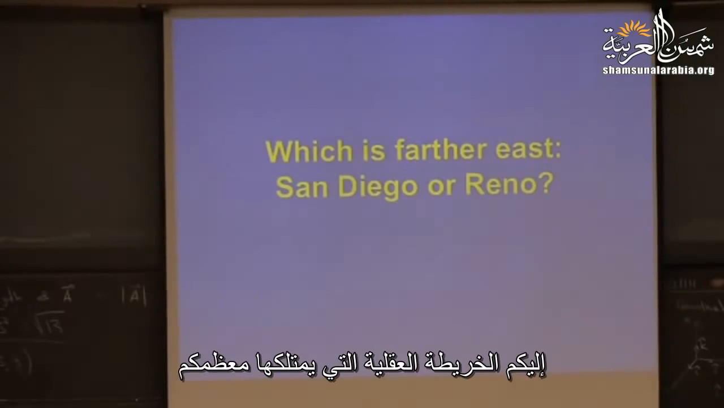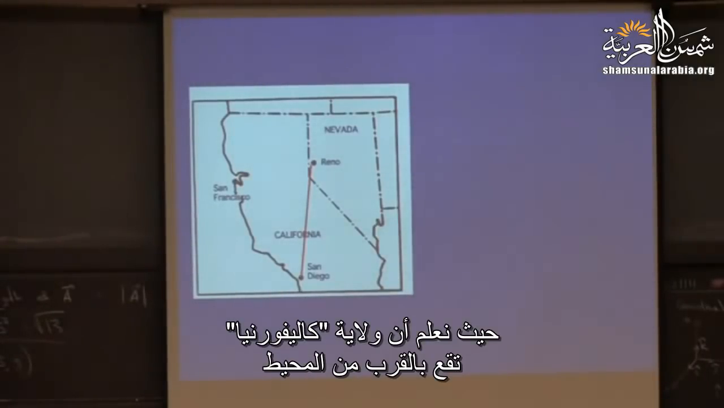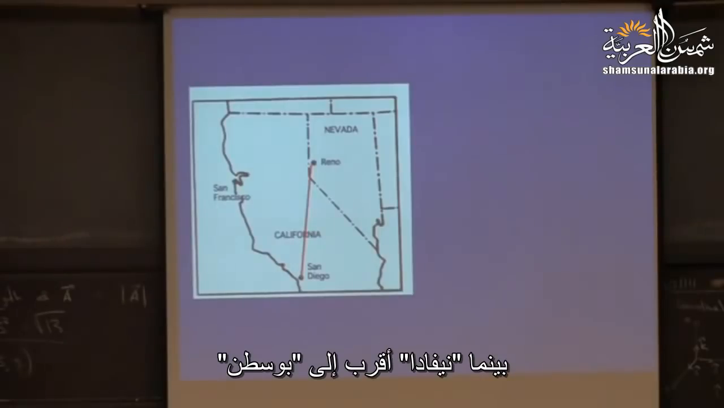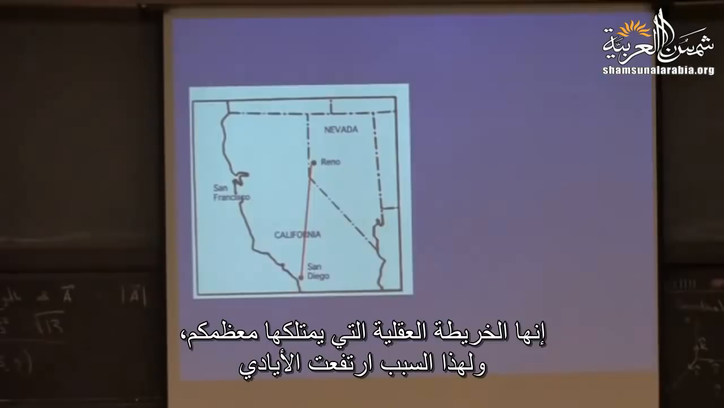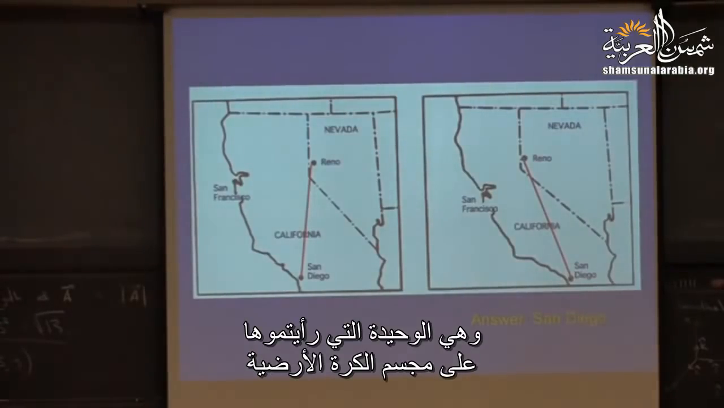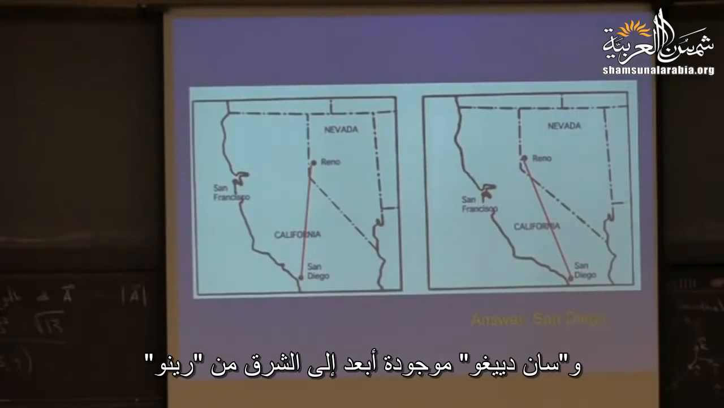Okay. So here's the mental map most people have, which is we know California is right next to the ocean, right? With Arnold Schwarzenegger protecting us on that side of the country, right? And then Nevada's a little bit more towards Boston, right? That's a mental map that most people have, and that's how the hands went up. This is the actual map, and the only actual map you've ever seen, ever, on a globe, on a map, anything. Because California takes a big turn on the south, San Diego is actually further east than Reno.